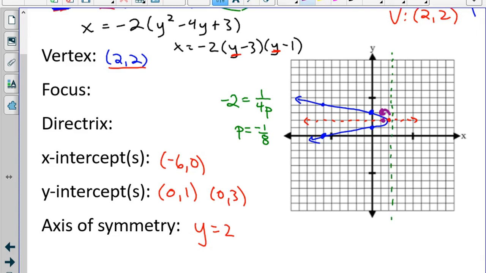So if I want to have a focus point, notice that the x's are changing here. So I would have 2 minus an eighth, or 1 and 7/8. That's (15/8, 2). So it's 2 minus 1/8 for my x value of the focus. And then the directrix is going to be 2 plus 1/8. And notice this is a line. So the directrix has to be an x equals or y equals line, depending on whether it opens sideways or up and down. So that's that.